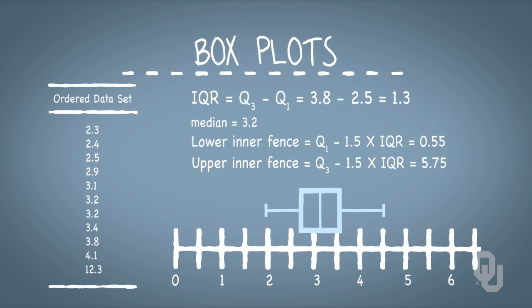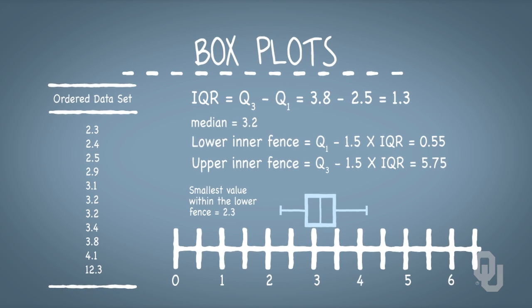We draw a box at 2.5 and 3.8, with a line in between at the median 3.2. This box represents the width of the 50% of the observations in the middle of the data set. To the left of this box, we plot the smallest value within the lower fence. The smallest value that resides within 0.55 and 5.75 is 2.3, and we extend the lower whisker to 2.3. To the right of the box, we plot the largest value within the upper fence, which is 4.1.